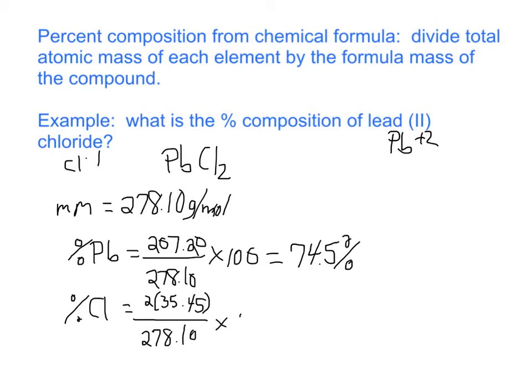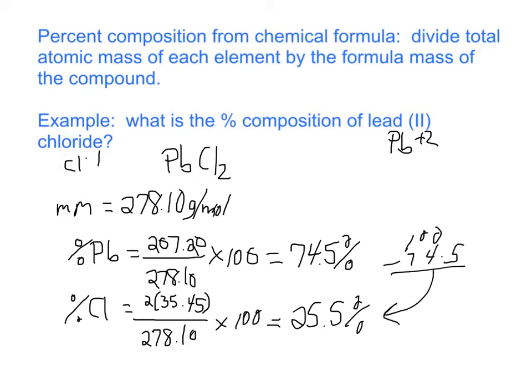Of course, multiply by 100, and you find out it's 25.5% by mass chlorine. And we could also have just taken 100 minus 74.5, and we're going to get to the same place. Yes, but if you're not comfortable with that, we have multiple avenues for getting to the same place.